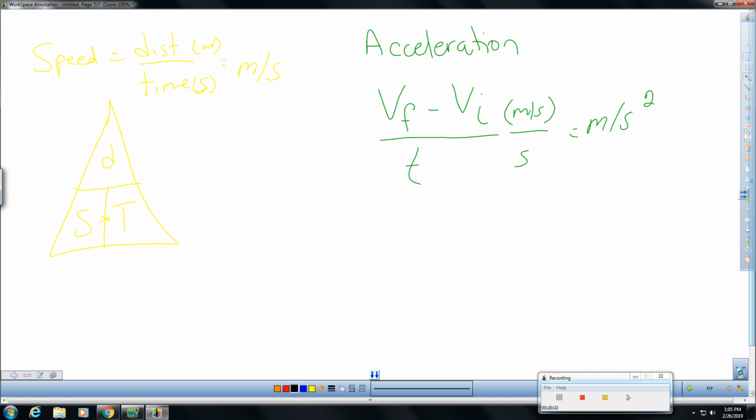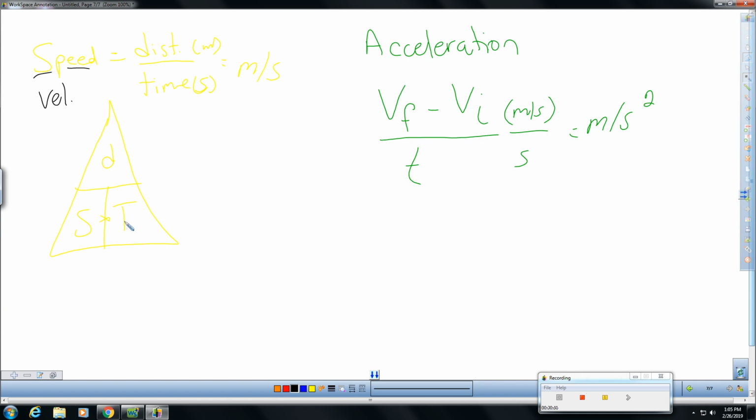Alright, so here are the equations. I just want to touch base with you, make sure you know how to use those equations. Again, speed and velocity, same thing here. Our speed is distance divided by our time. We can cover up and hide those things. If we want to know what distance is, it's speed times the time. If we want to know what time is, it's distance divided by the speed.